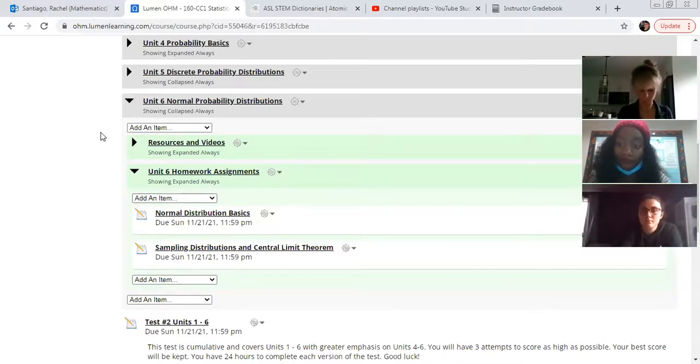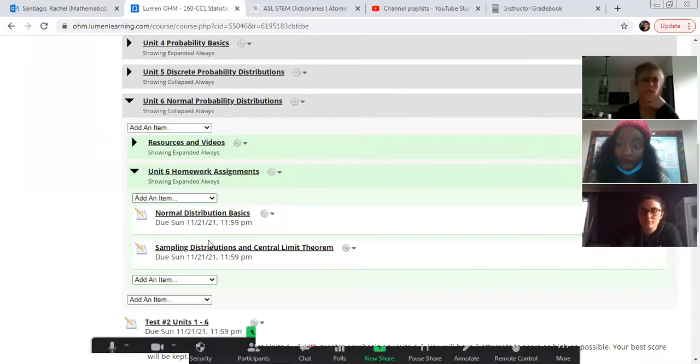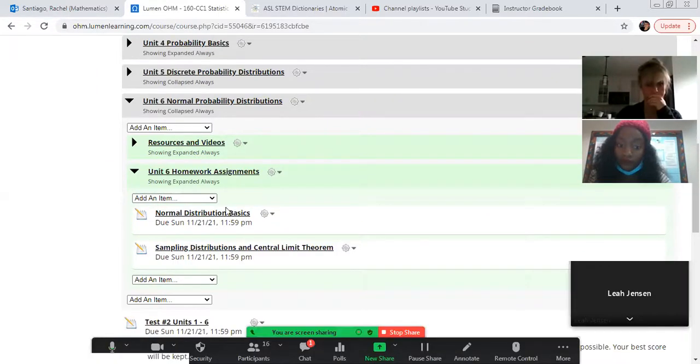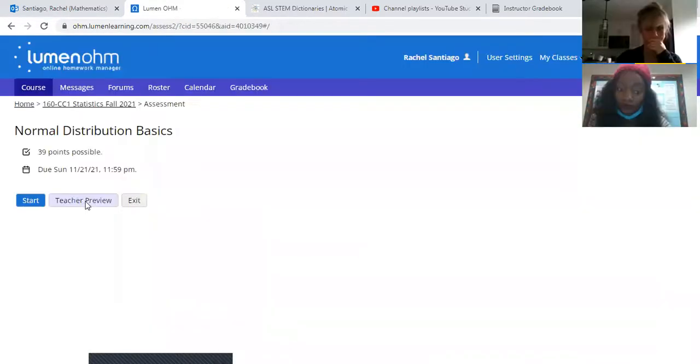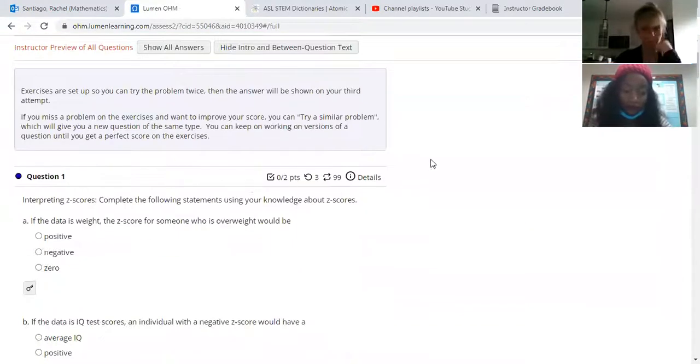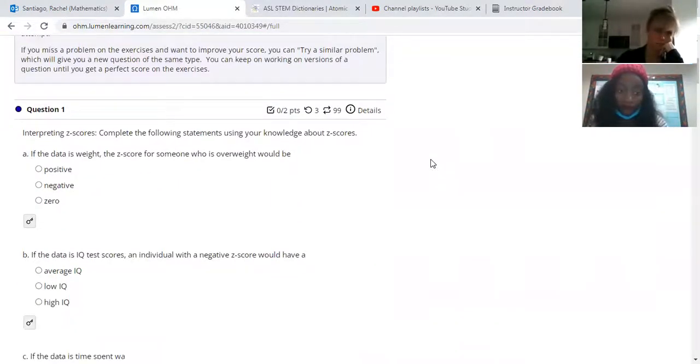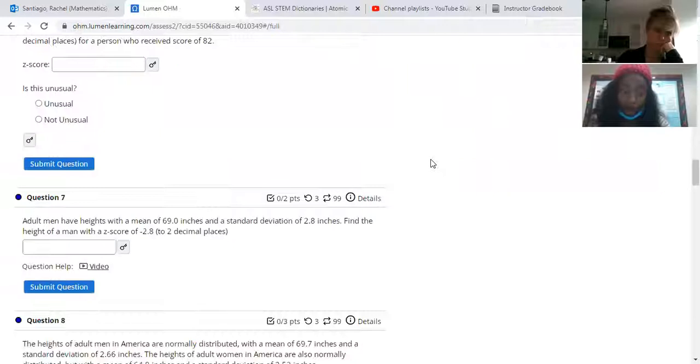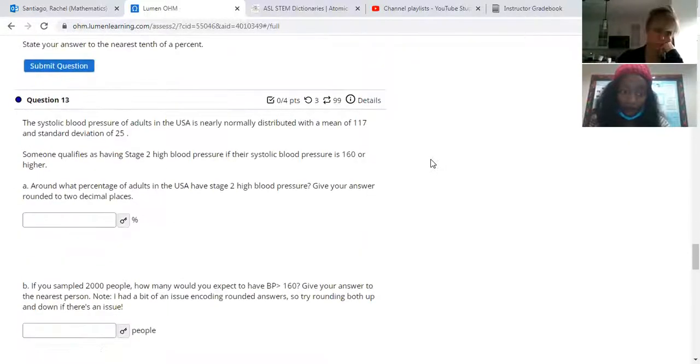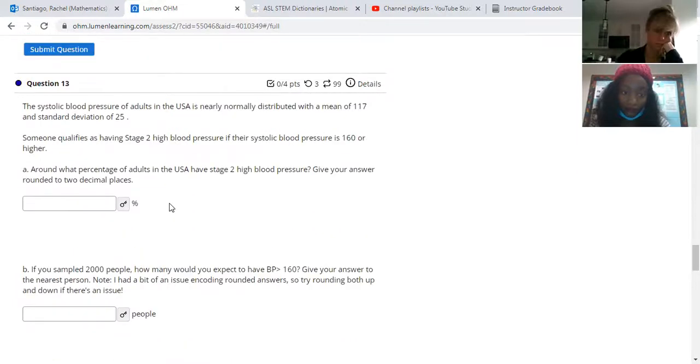I have a question for unit 6. The first one, normal distribution basics. The question is 13. I just need help with the first part, and then maybe I'll get the second part. But I was so confused. I kept getting the wrong one. Like, I kept getting like 2 below, and I was like, what is going on?